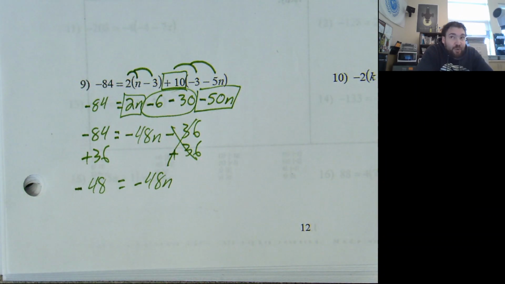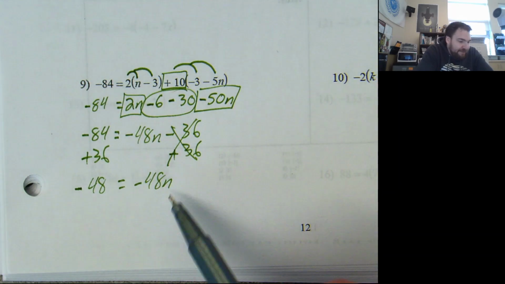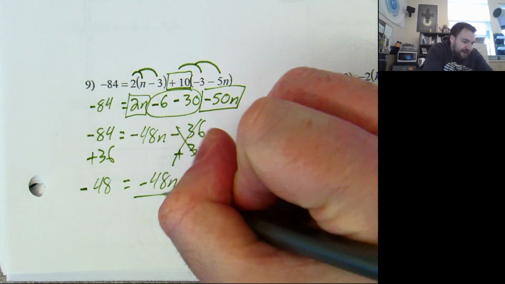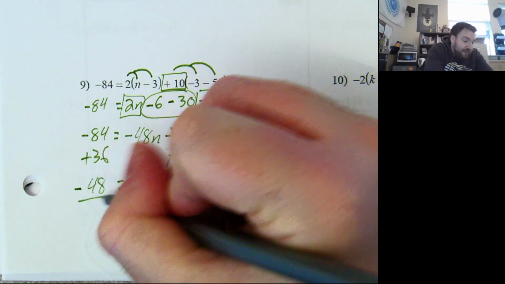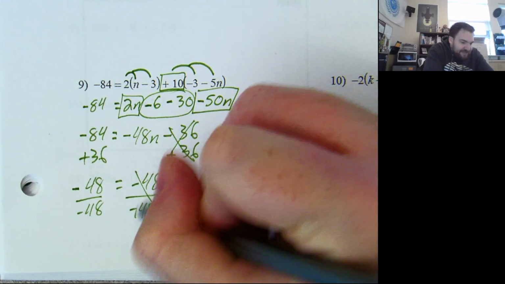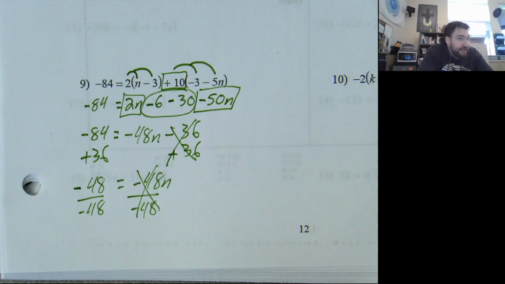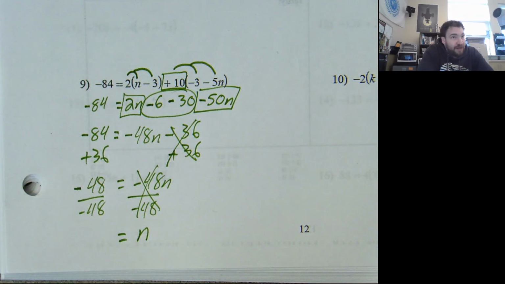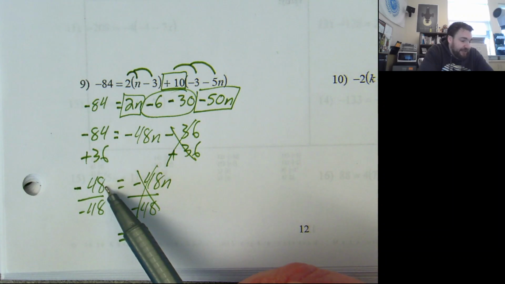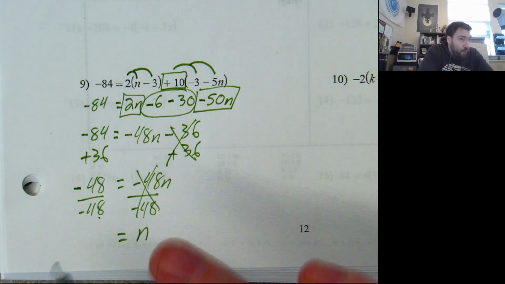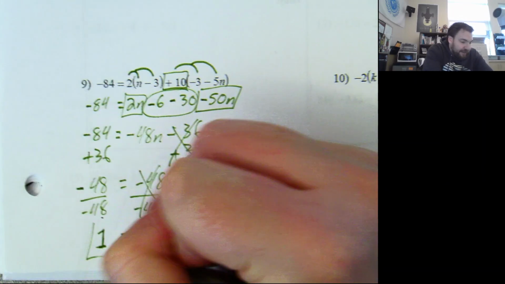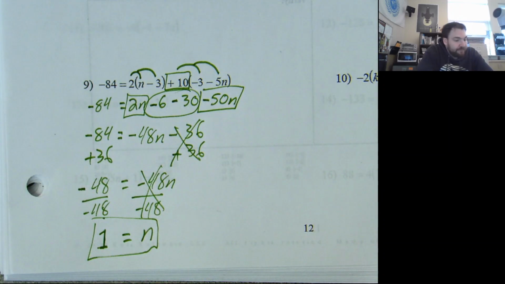Oh, and then which is beautiful, because now to get n by itself, I've got n times negative 48. I'm going to divide both sides by negative 48 to undo that. On the left-hand side, negative 48 divided by negative 48 is 1. So that's going to leave me with 1n. I don't have to write the 1 when there's a variable there. But on the right-hand side, negative 48 divided by negative 48 is also 1, but now because that's the only thing there, I have to write it. There's your final answer. N equals 1.